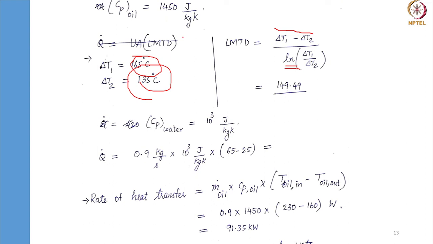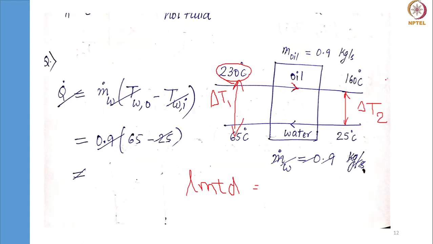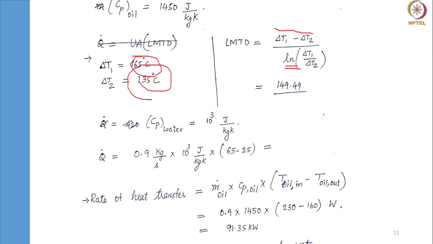Actually, this 165 and 135, how many digits do you take after the decimal? That gives a little bit of variation in the answer. But these are whole numbers only. I think you should not have a problem with that. Ln of 165 by 135 is about 0.2, so after decimal how many digits you take gives small variation. Right, sir. Okay, fine.